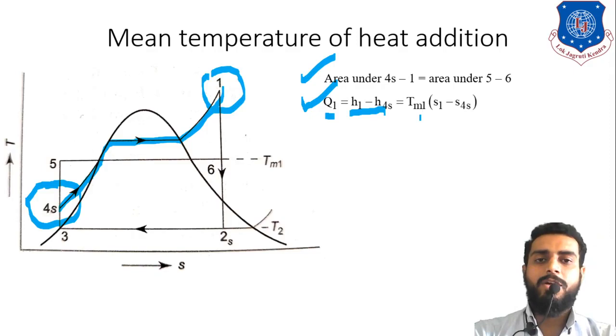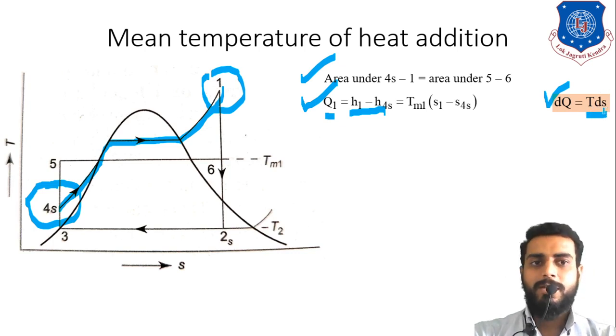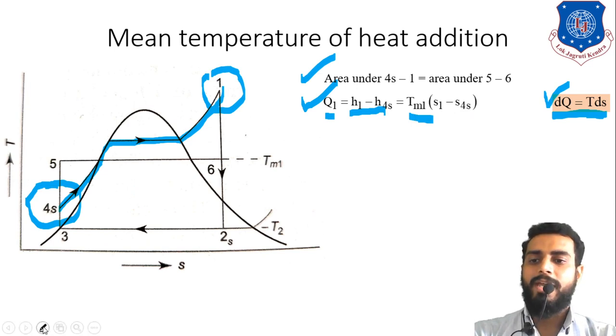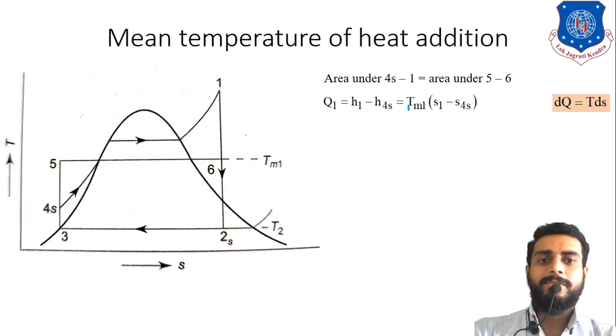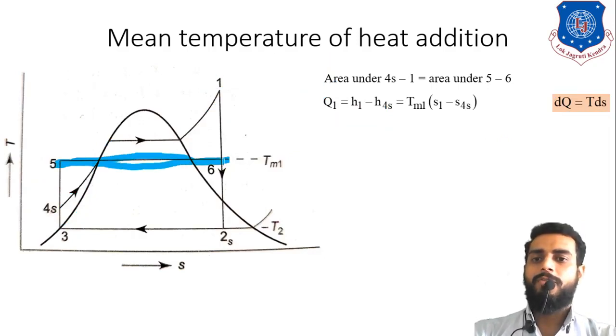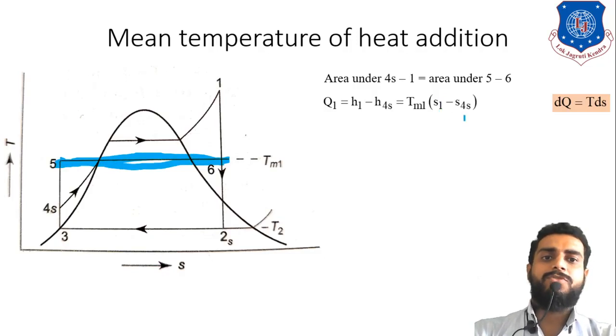From the definition of entropy, dq, the change in heat transfer, is equivalent to T dS, where temperature is constant, and at that constant temperature, the respective entropy difference. So dq is equal to T dS. From that equation we have written Q1 is equal to Tm1 into (S1 minus S4s). So Tm1 is nothing but the mean temperature of heat addition, into S1 minus S4s.